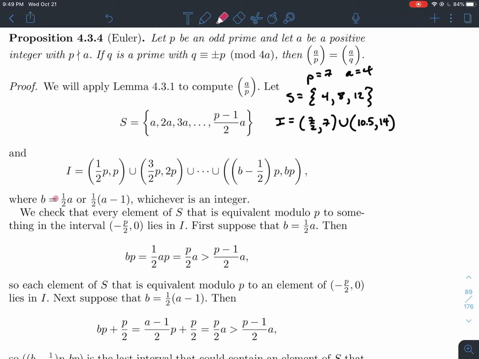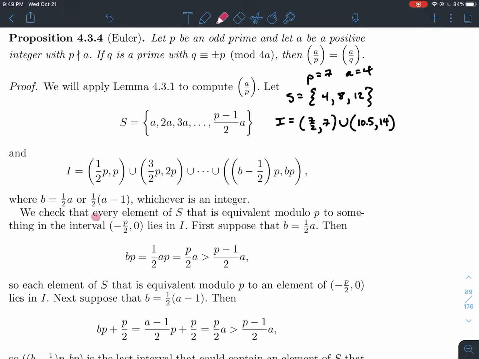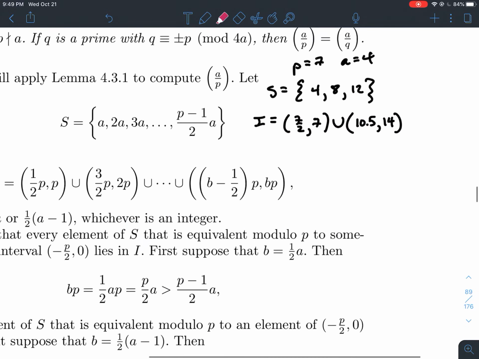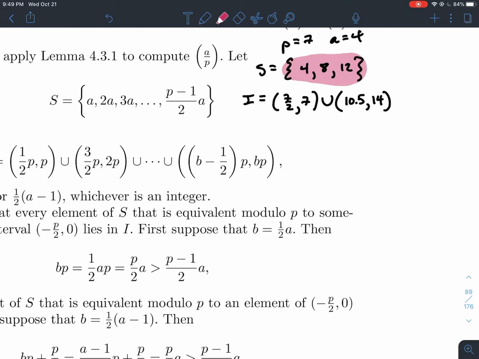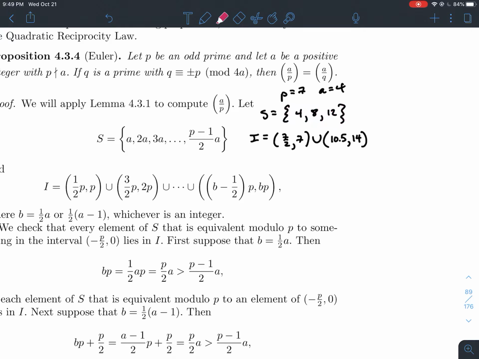Now what else are we going to do? We are going to look at the elements of S. Every element of S that's equivalent mod p to something in the interval from minus p over 2 to 0, I need to make sure that it actually lies in this interval I. So maybe you remember from before, here is my S, and what I want to know is which ones of these are in the interval from, in this case, minus 3/2 to 0.